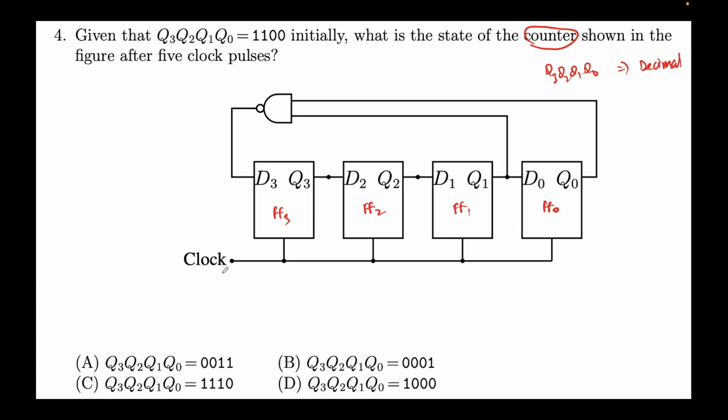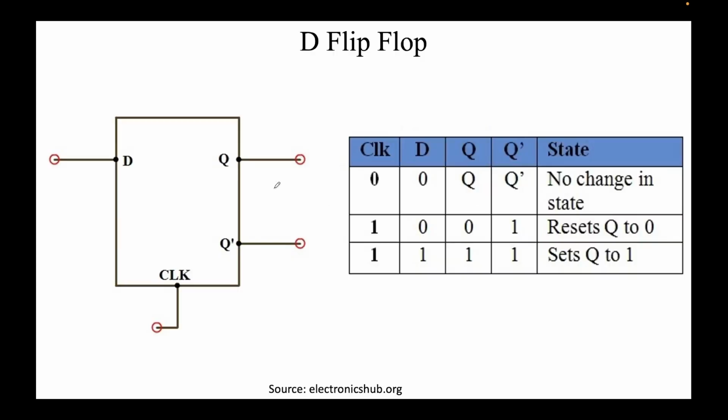You can also see a clock here. So we are required to find the state after 5 clock pulses, starting from 1100 initially. This is the clock, and these are the D flip-flops, and this is a NAND gate that you can see. But first we need to understand what this D, or delay, flip-flop is.